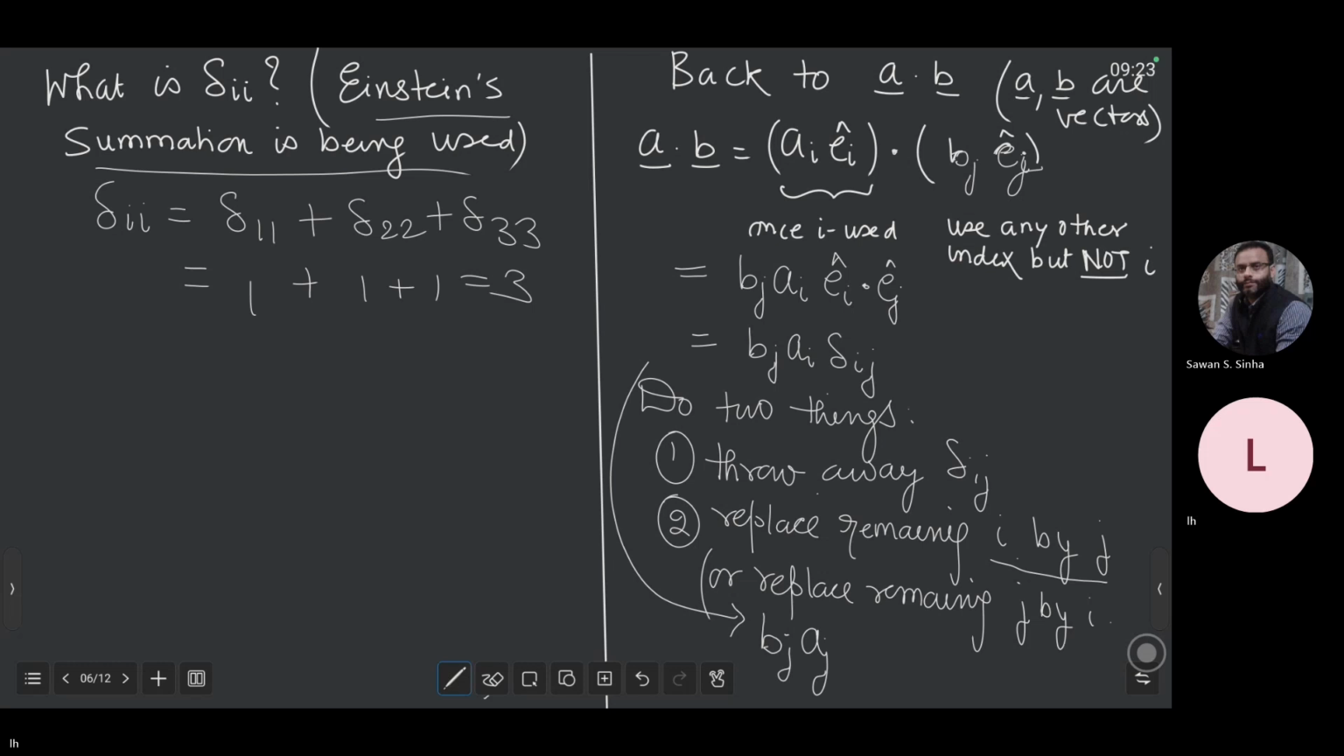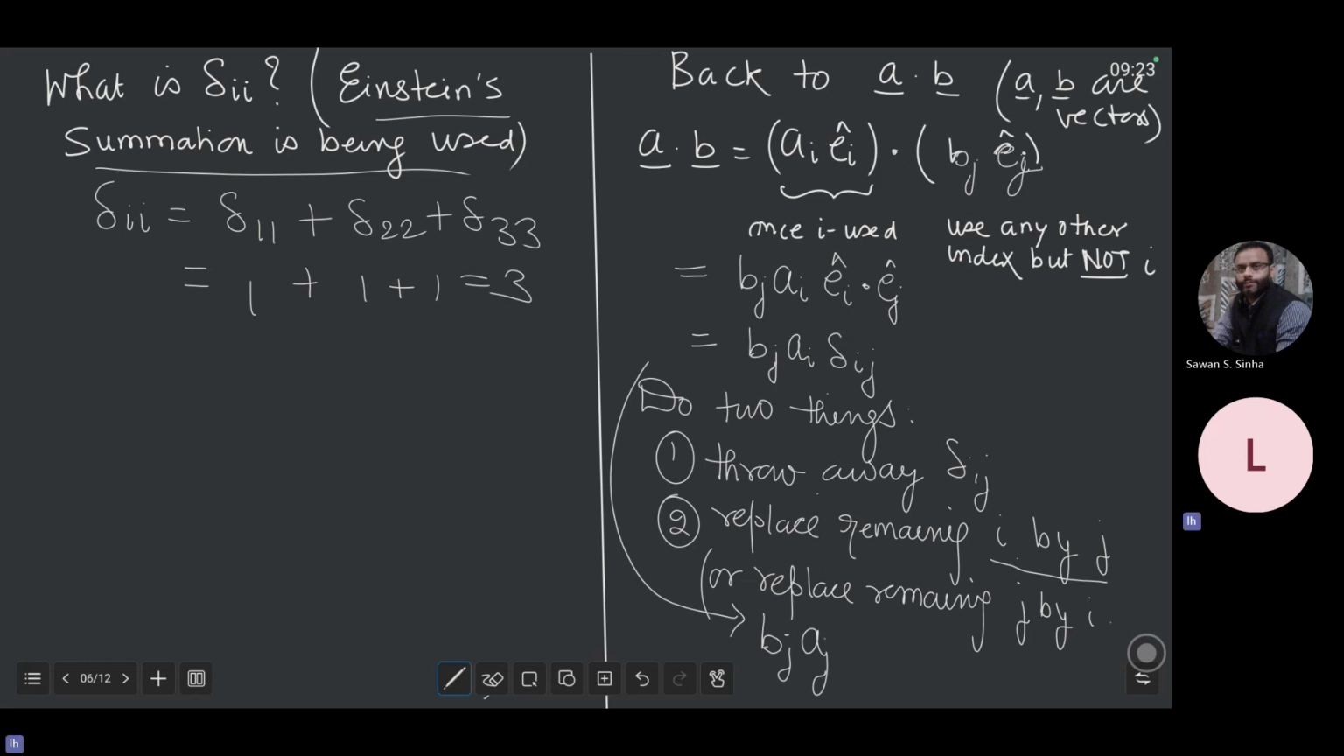Right? Is this the right answer of A dot B? It is. Bj aj is what? B1 A1, B2 A2, B3 A3 added. Turning out to be the right answer. My claim is these rules will work all the time.